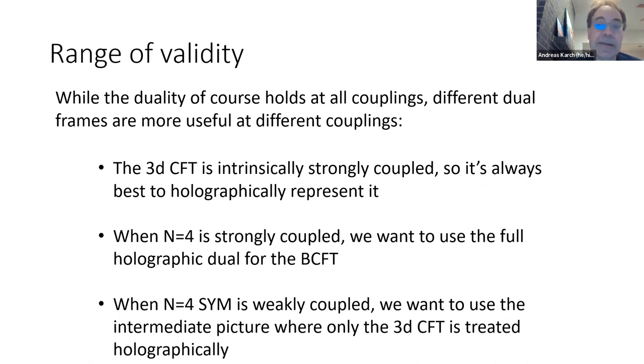But for N=4 super Yang-Mills, you have a marginal coupling constant you can dial. If N=4 super Yang-Mills is strongly coupled, you want to use what I call the true BCFT dual. You just want to dualize the whole thing and get this AdS5, which caps off at one end. But if N=4 super Yang-Mills is weakly coupled, this intermediate picture that I was just describing to you would actually be the most appropriate way of doing it. You get a strongly coupled 3D CFT, which you solve using holography, and then you can couple it in perturbation theory, order by order in the small coupling constant, to N=4 super Yang-Mills.